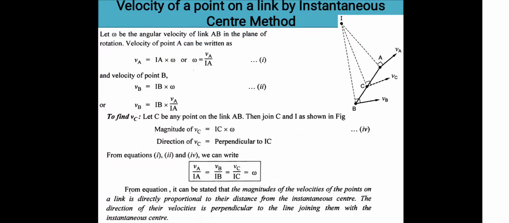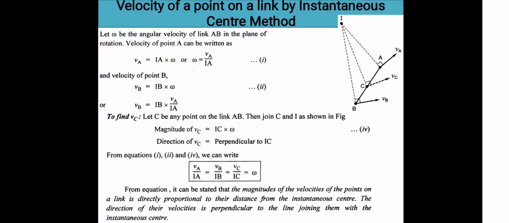Similarly for point B, the velocity of B will be equal to the angular velocity of the link multiplied by the distance from the instantaneous center to point B. So from this equation also we can get the angular velocity omega. The relationship is VB divided by IB is equal to VA divided by IA. From this equation we can get the values of the unknown.